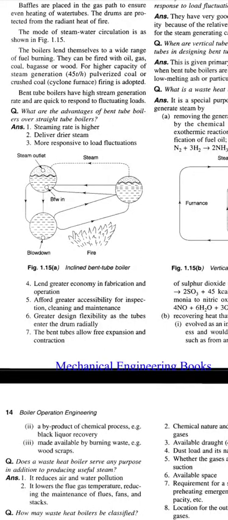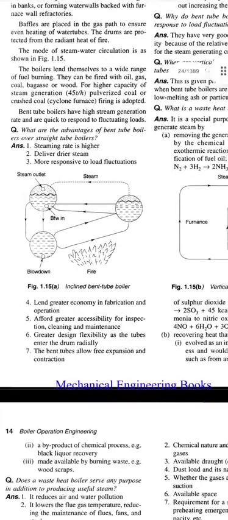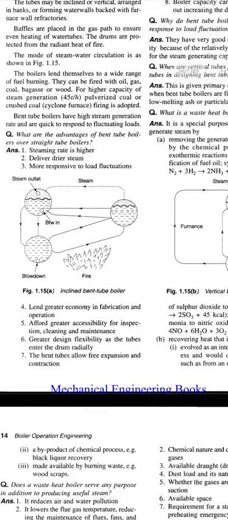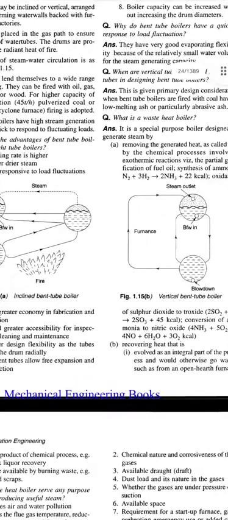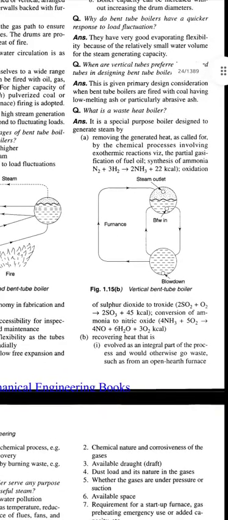This is page number 13. An inclined bent tube boiler diagram is there. Here we can see the boiler feed water inlet in the left side top drum, and the steam outlet is also on the same drum. The tubes are inclined and steam is also going horizontally at the top of the diagram. And this is the vertical bent tube boiler.